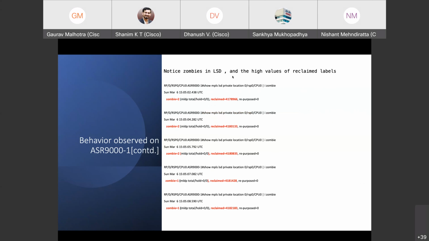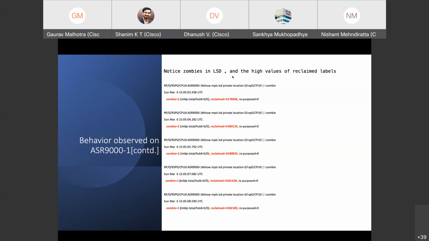Okay, this was not seen in production, I believe, the zombies in LSD, but in the lab I found this, and you can see that the number of zombie labels is constant. It never goes to zero. There is technically no churn in the network for LSD for the zombies to be reclaimed, and you can see the reclaimed value also keeps going up, 417, then 418. It's in constant churn.